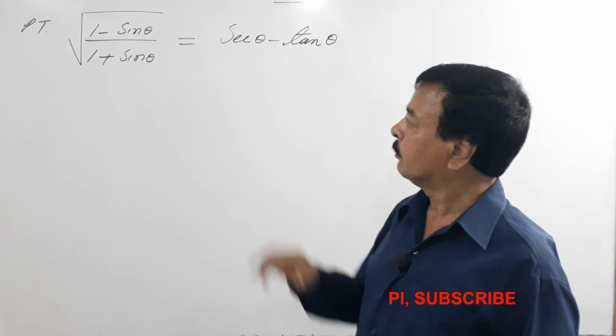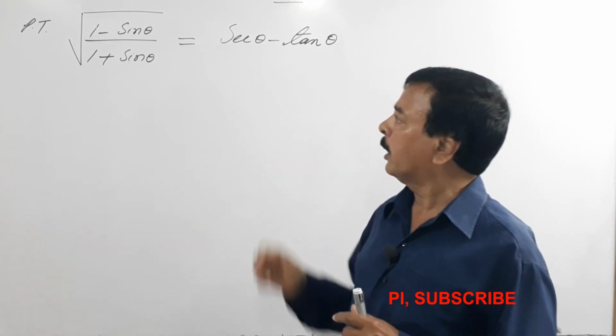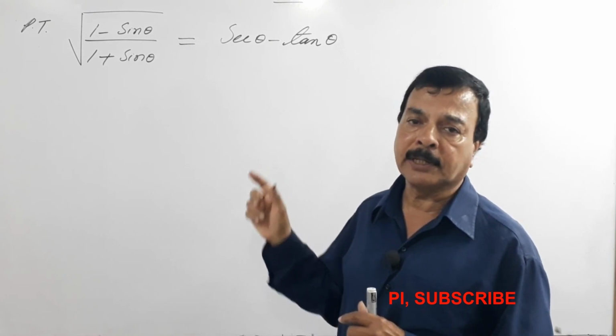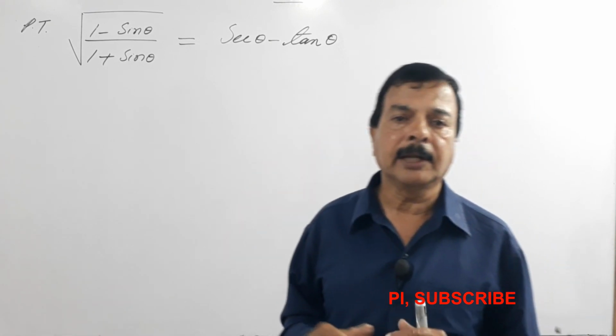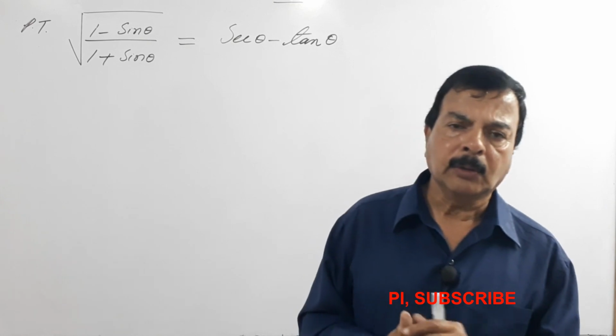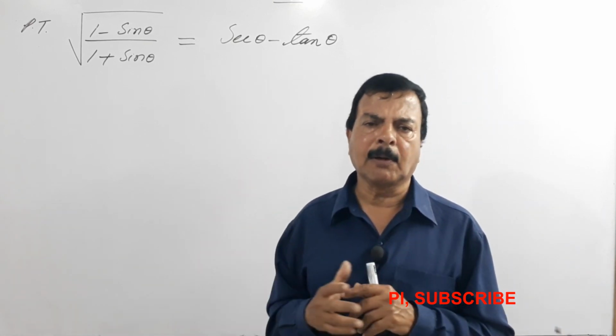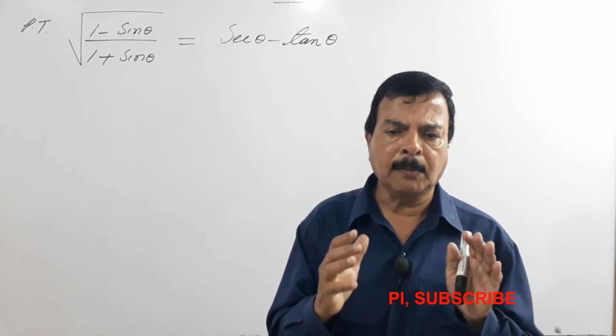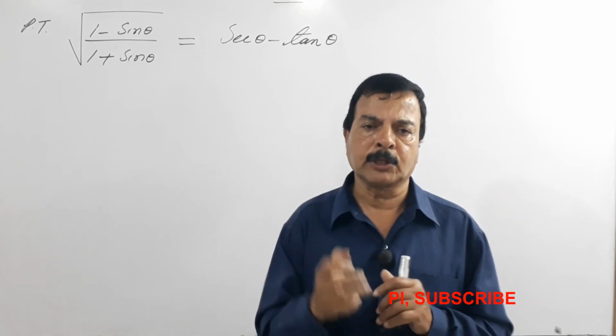So dear students, we have a problem here. Prove that under the root 1 minus sin theta divided by 1 plus sin theta is equals to secant theta minus tan theta. So this is a very simple problem, and whenever there is an important problem, I give a hint how to approach the problem.